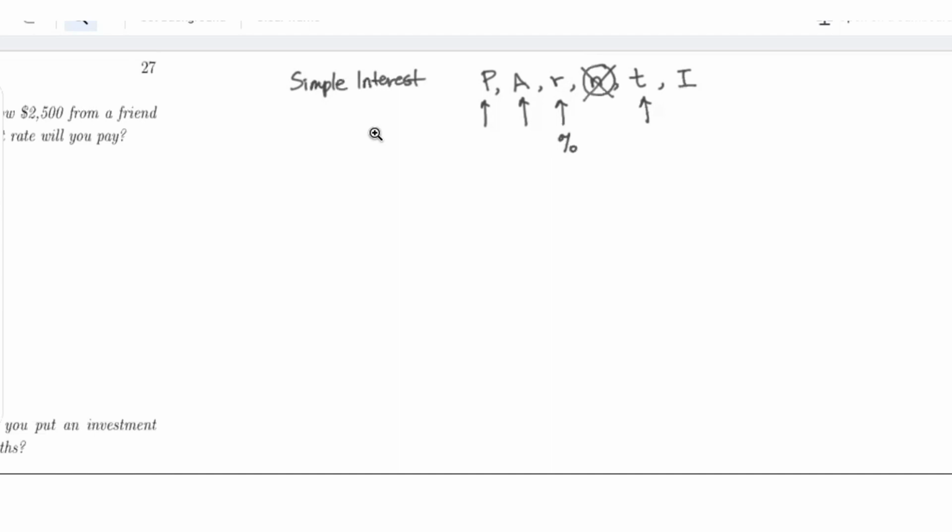I is interest. In simple interest, we have two formulas. I equals PRT.